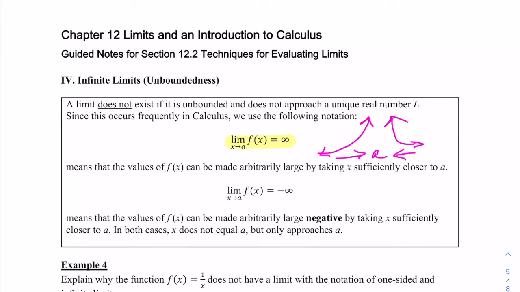And again, we're still saying that the limit does not exist. And we're explaining why, because it's unbounded. The y value is becoming arbitrarily large whenever we take x closer to a. On the other end, if the y value is going down as x approaches a, then we could say the limit is approaching negative infinity.